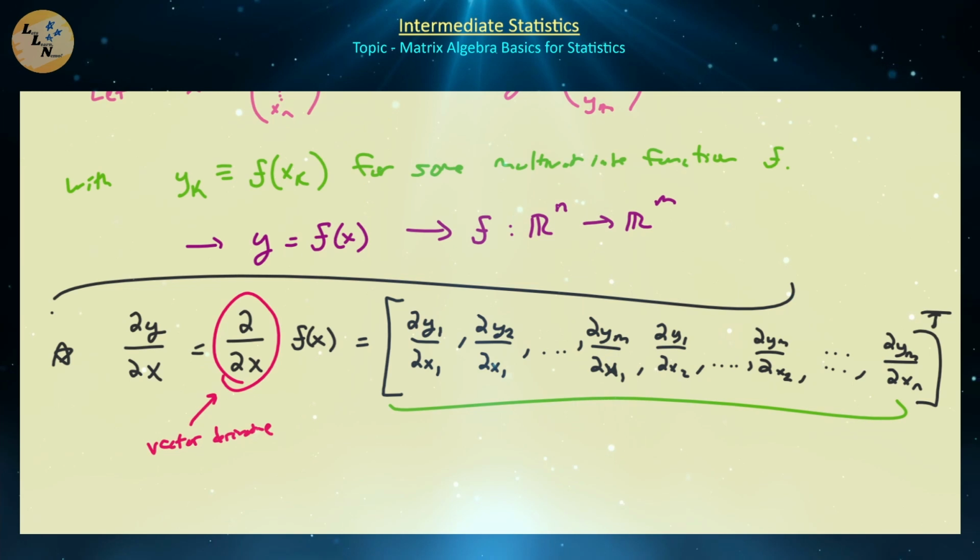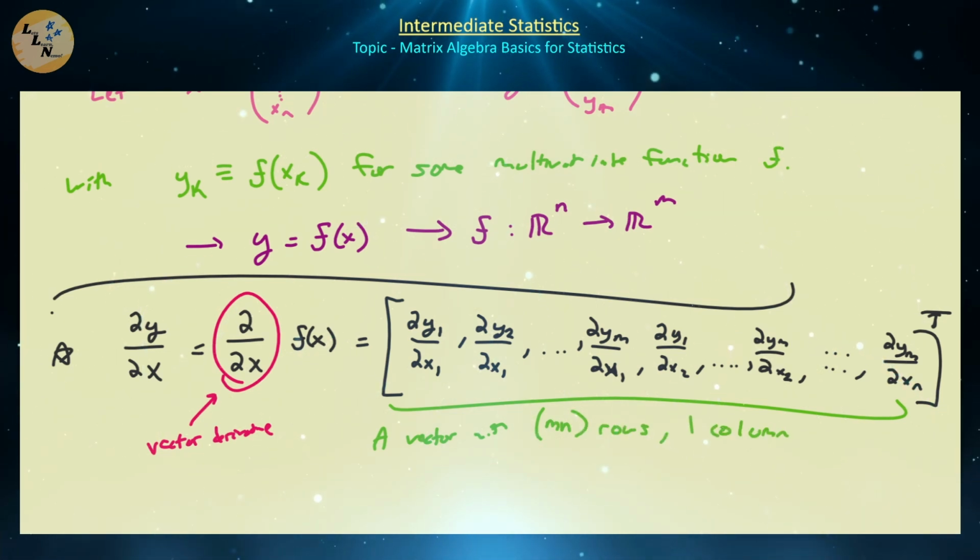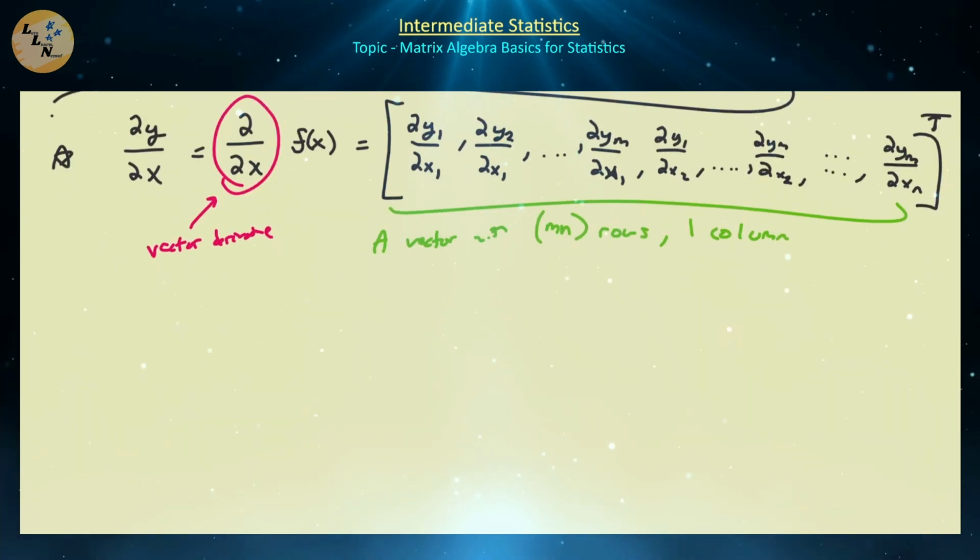So how many rows does this vector have? This is going to be a vector with m times n rows, and of course, one column. Right? So that's how we take the derivative of a vector with respect to another vector, where y1, y2 and so on are all, for example, functional representations of the input vector, x1 down to xn.